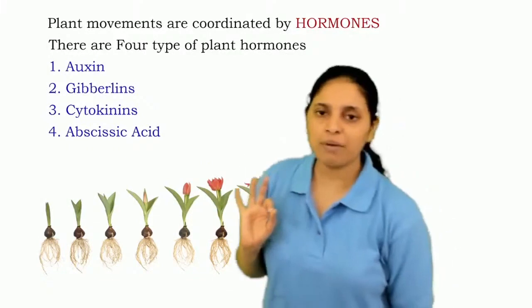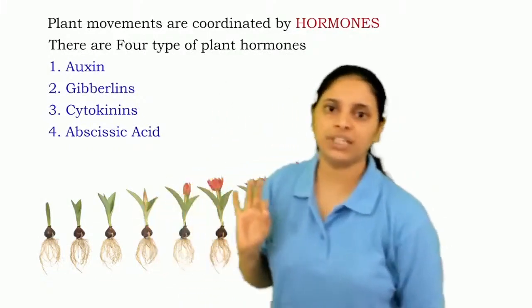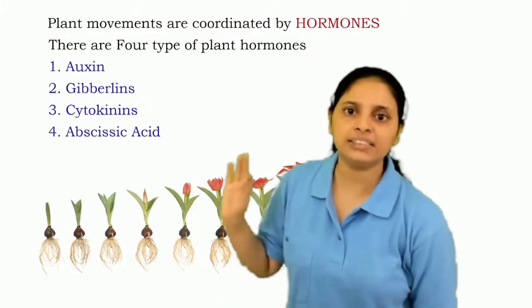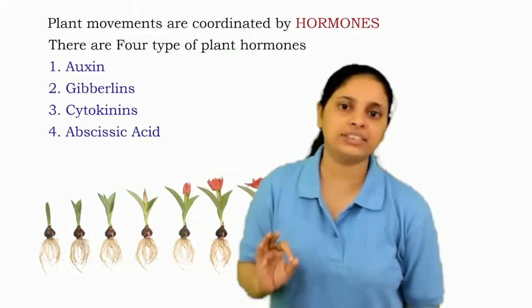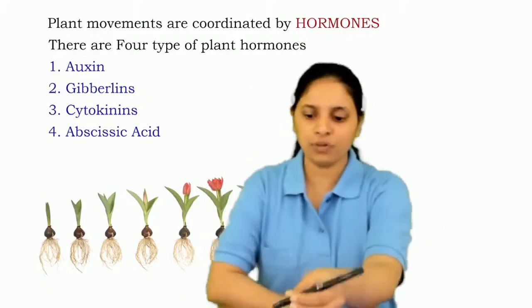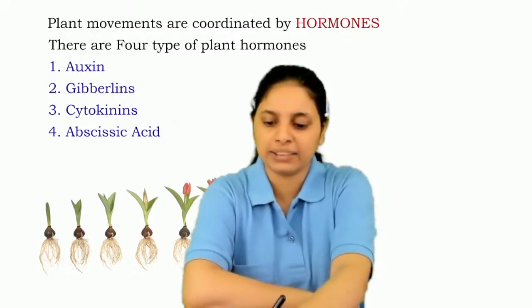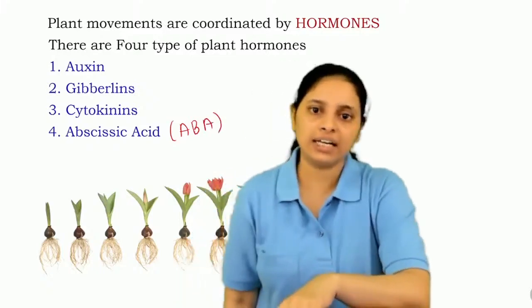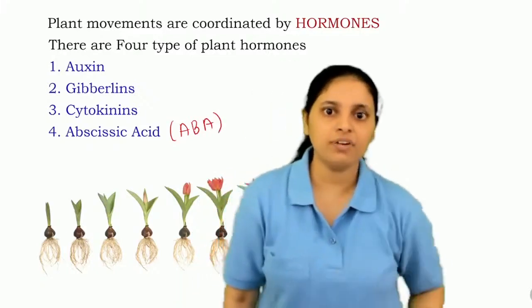4 नाम याद रखने हैं सबको. Abscisic acid को हम शॉर्ट में ABA ऐसा भी लिख सकते हैं. क्या लिख सकते हैं? ABA. याद रहेगा सबको? Very, very good.